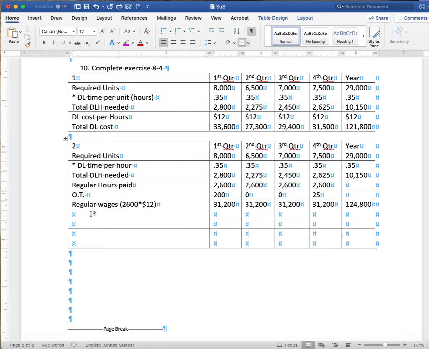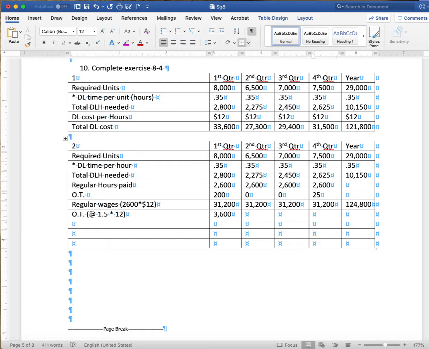Very easy to do. We know that the overtime wages are at 1.5 times the $12 per hour. We know that's the overtime. So in the first quarter, we're going to have overtime that we have to pay of $3,600. Quarters 2 and 3, no overtime because they don't work overtime. In fact, our employees are making out. They're working fewer hours than they're getting paid for. I want that job, right?